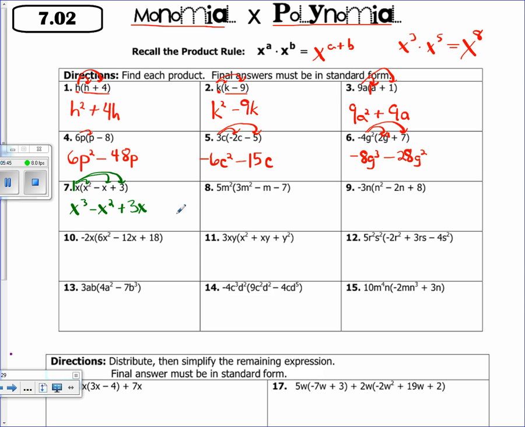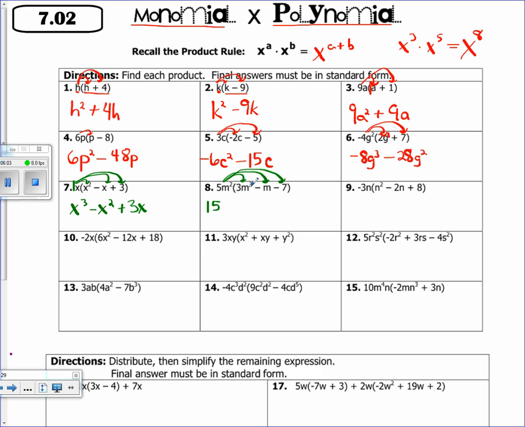And that's it for that one. Alright, now this next one is more similar to what we were doing with those other ones because it's got a 5 in the front. So 5 times 3, that's 15.